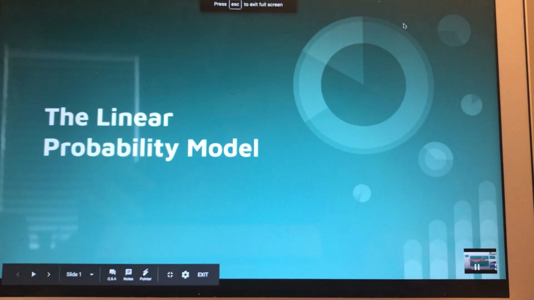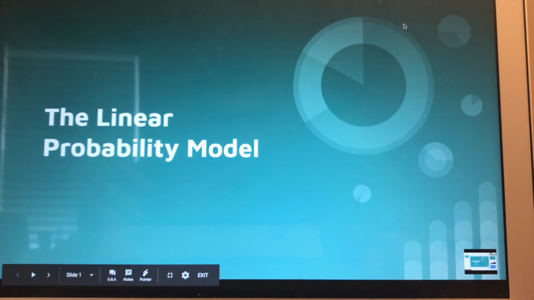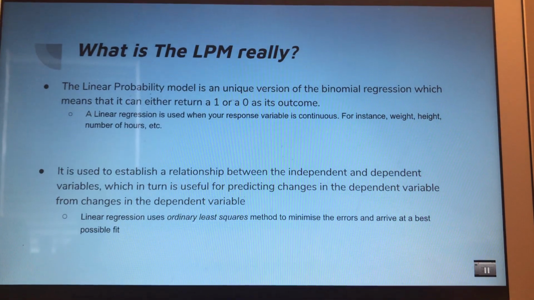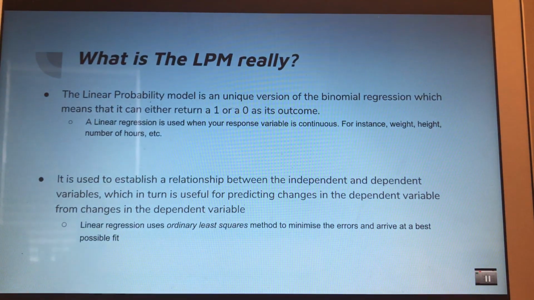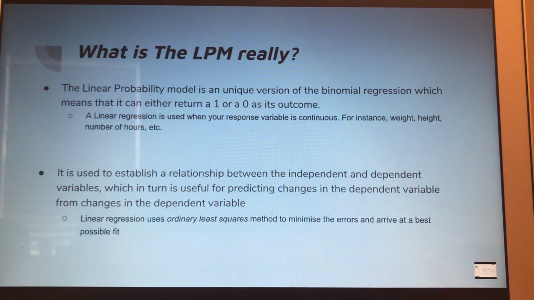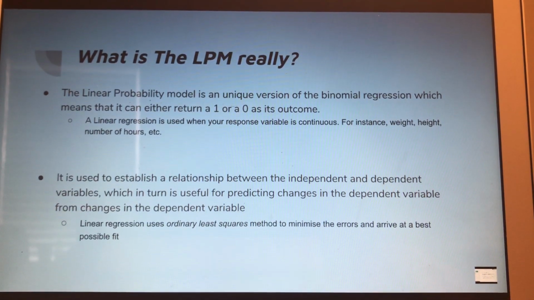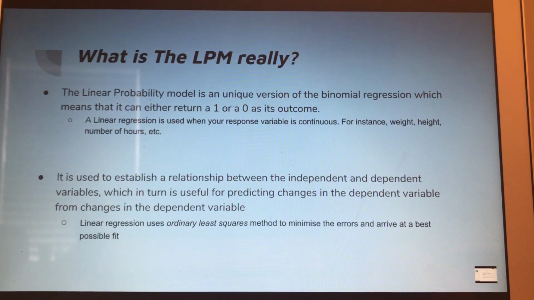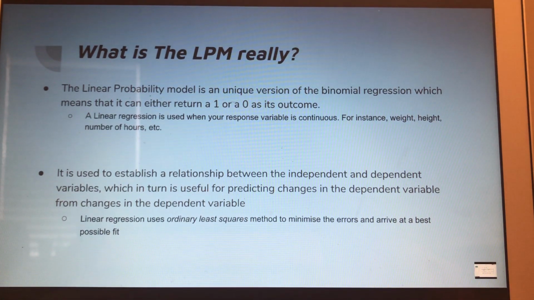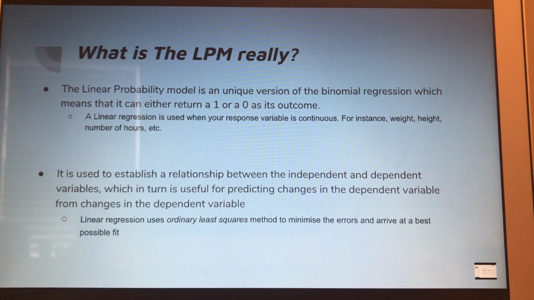This is my presentation on the linear probability model. So what the linear probability model ultimately is, is a unique version of the binomial regression, which means that it can either return a 1 or a 0 as its component. So going off of this, it compiles these ones and zeros in unique individual events to compile a larger model.